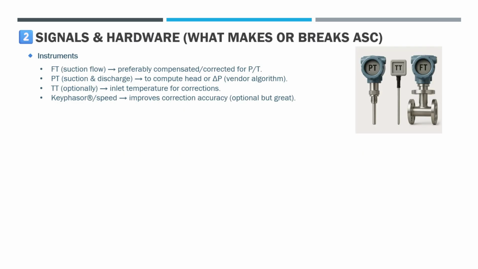Signals and hardware. What makes or breaks ASC? Instrumentation is key. Flow transmitter, FT: suction flow, corrected for pressure and temperature. Pressure transmitters, PT: suction and discharge to calculate head. Temperature transmitters, TT: for inlet corrections. Key phaser, optional, for speed correction and advanced diagnostics.